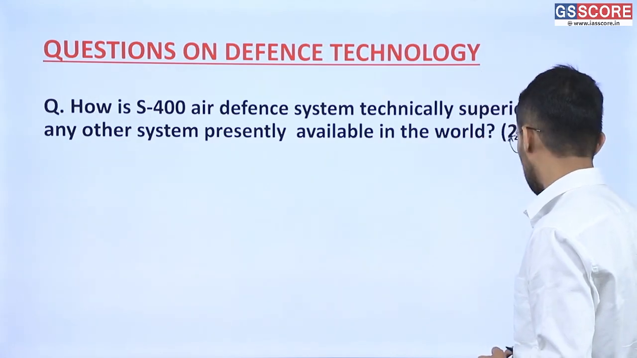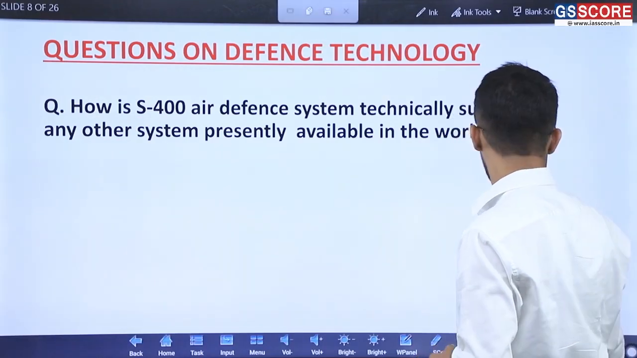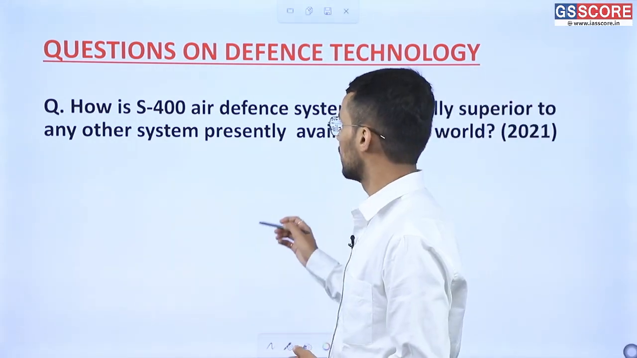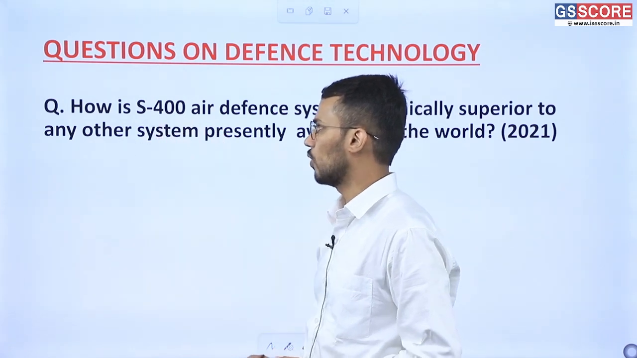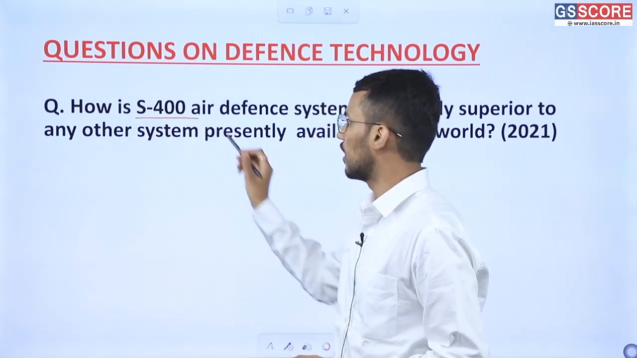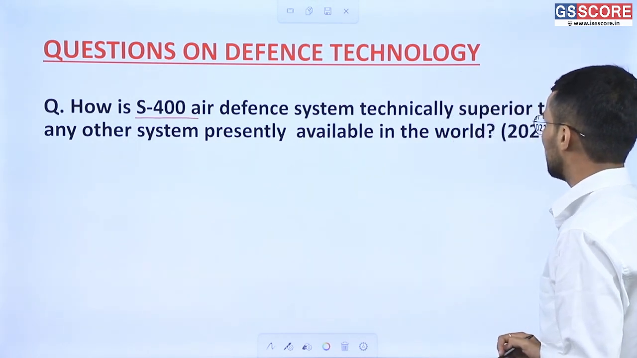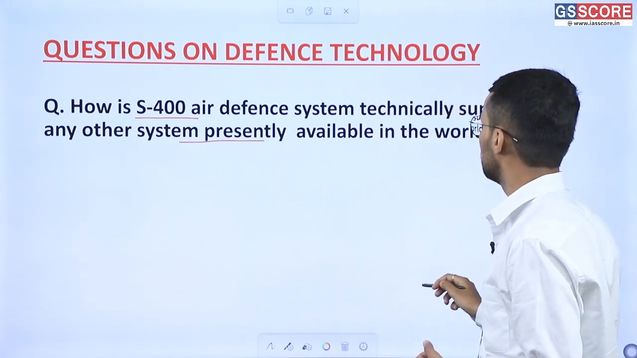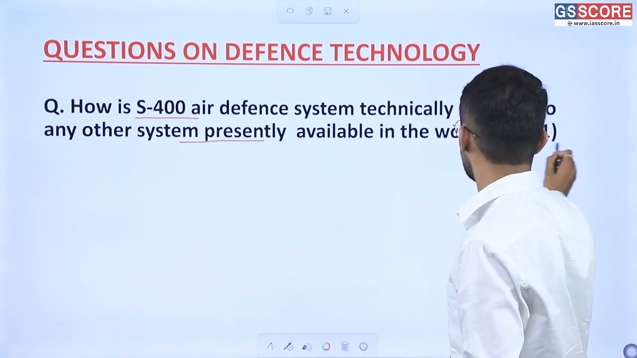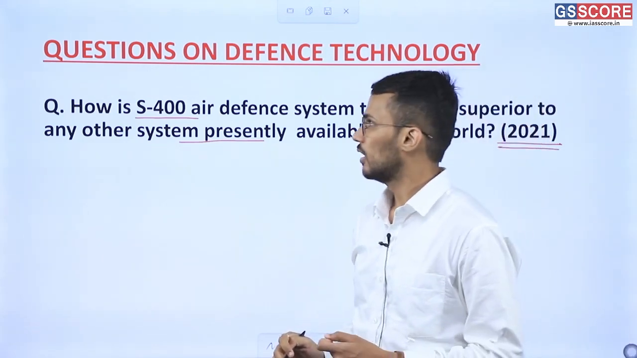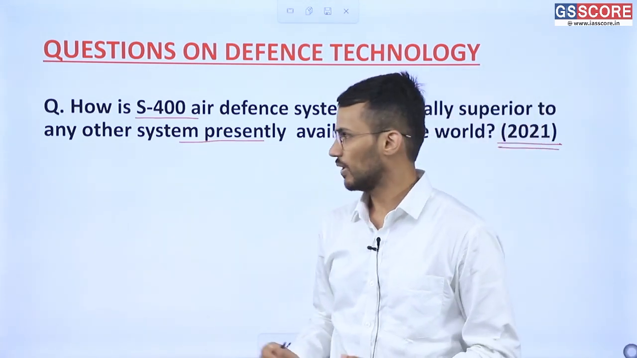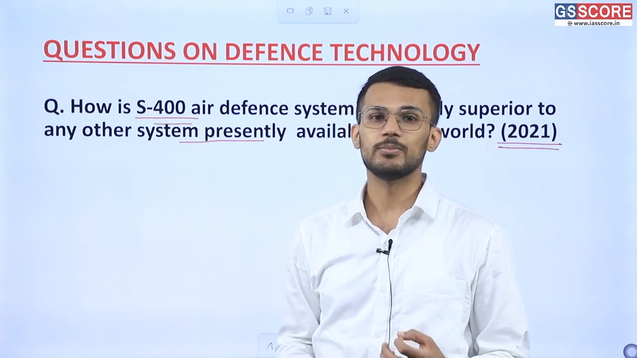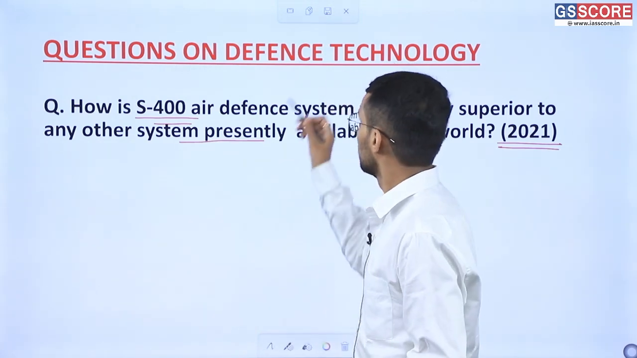Now, questions asked from defense technology. Recently in the 2021 mains exam, there was a question on defense technology: how is the S-400 air defense system technically superior to any other system presently available in the world? So this was the 2021 question on S-400. What are the advantages of S-400 over other anti-missile systems? That was the question.